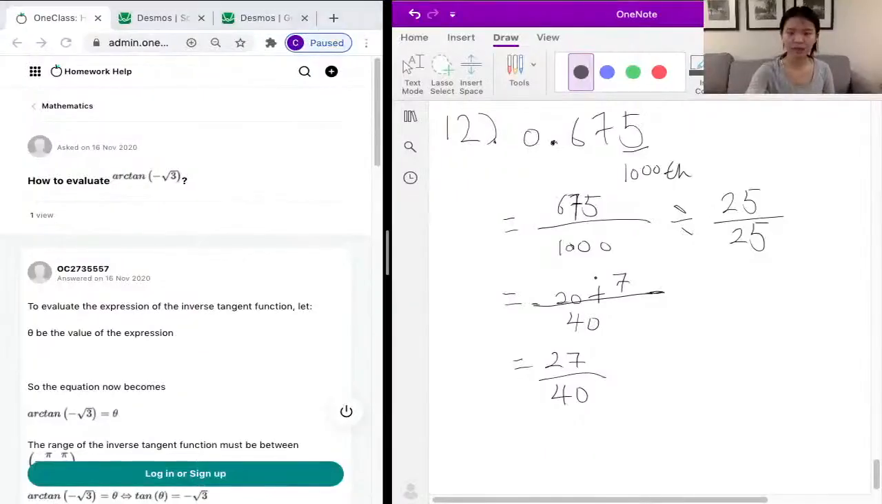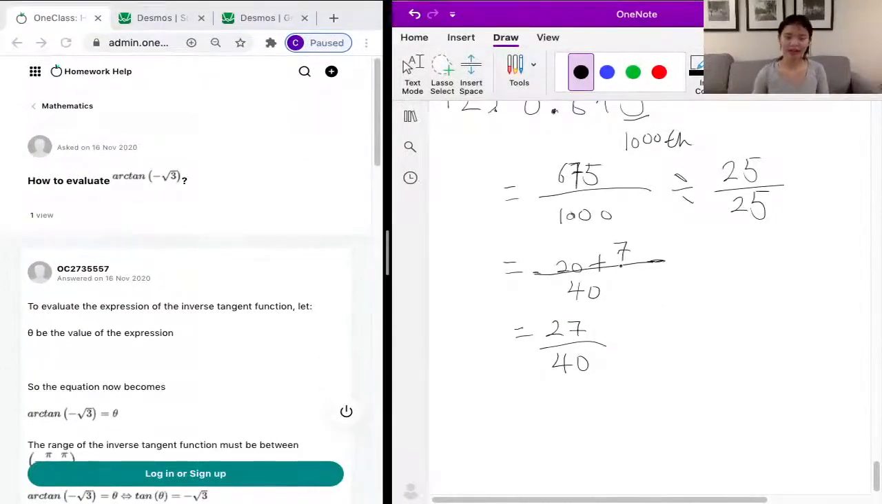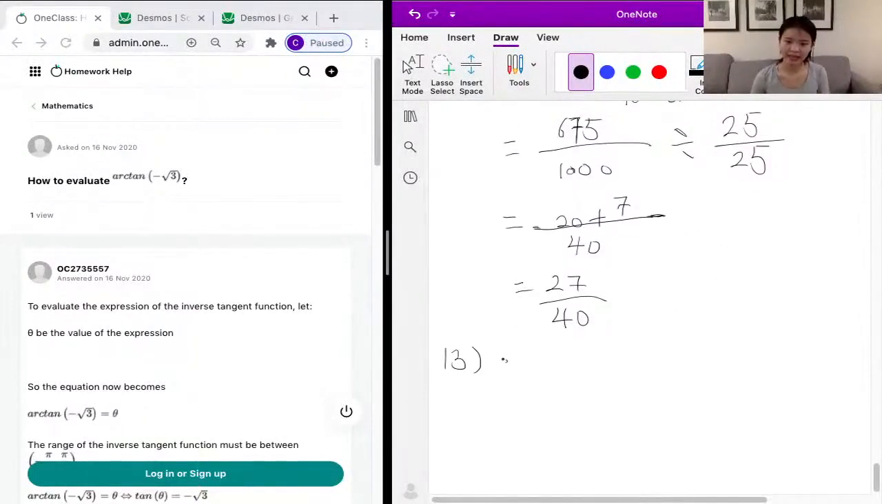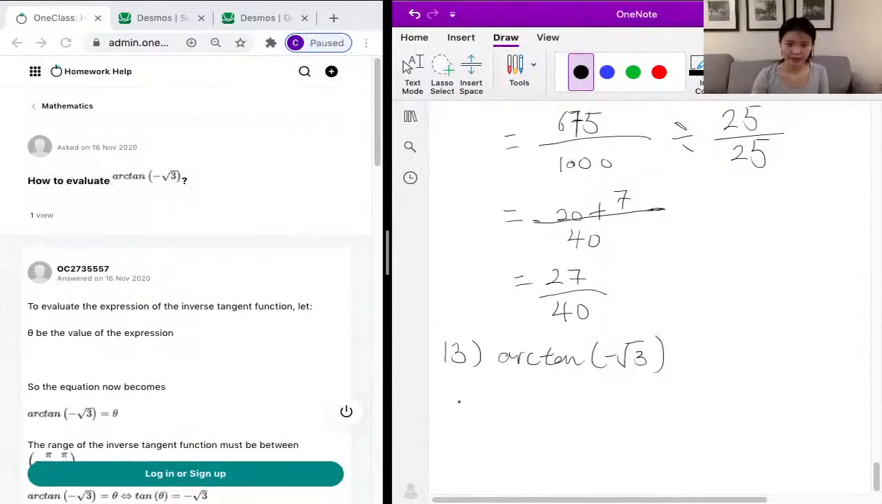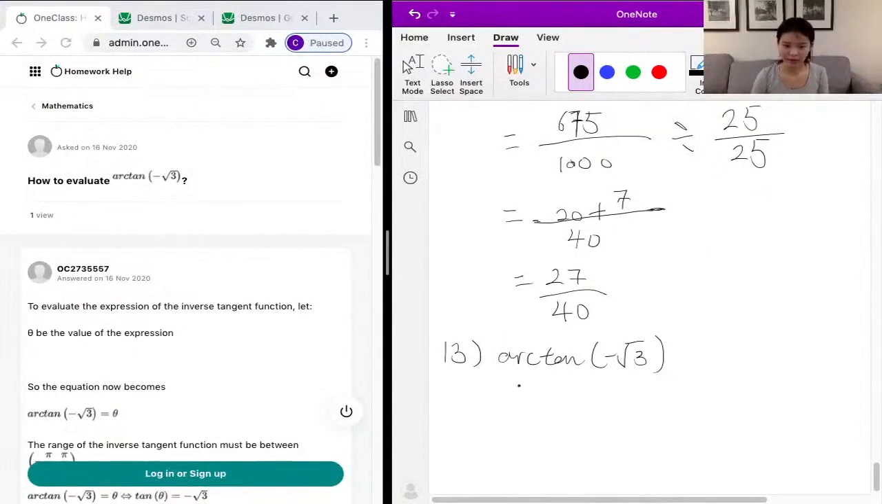Cool. Our next problem asks us to find the value of arctan of negative root 7. So problem 13 here asks us to find the value of negative root 7. In order to find the arctan of negative root 7, first we need to find our reference angle. So let's do a reference angle.